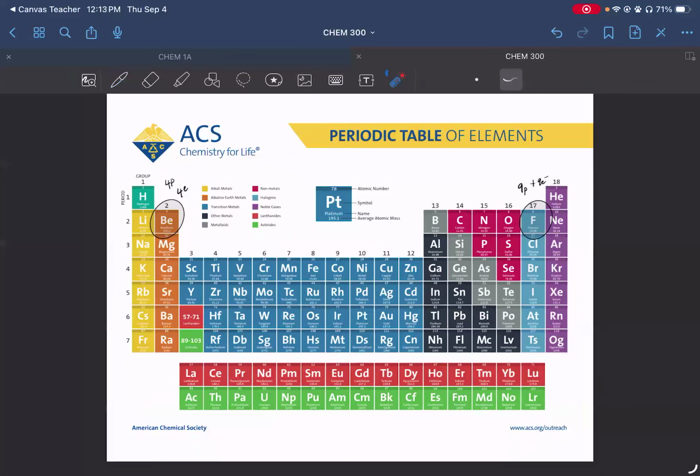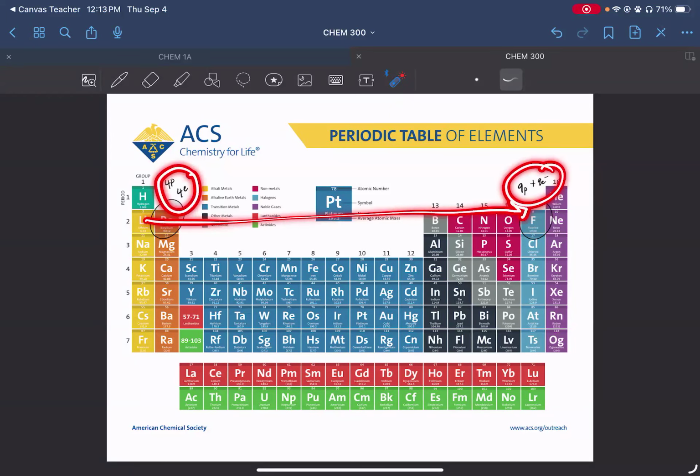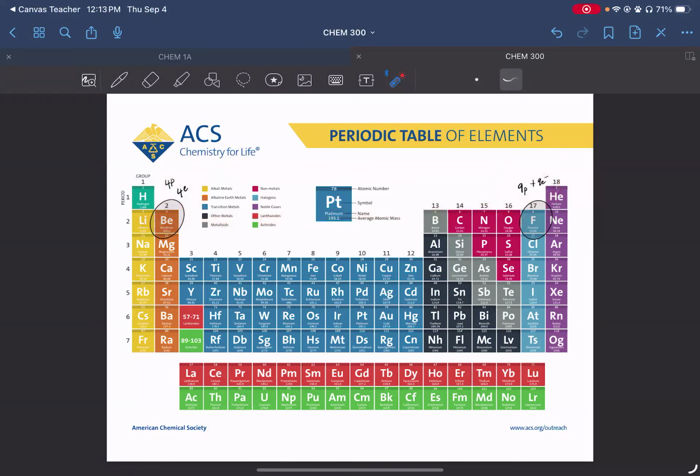But remember, they're in the same period. And what are periods? Those are the shells, the rings. In other words, they're on the same floor of the building. So neither one is taller than the other. Sure, they may have more people working on that floor, but it doesn't mean that they're overall higher. Same idea for the size. They're in the same period. This small discrepancy, 4 to 9, is simply not enough for you to say it's bigger.